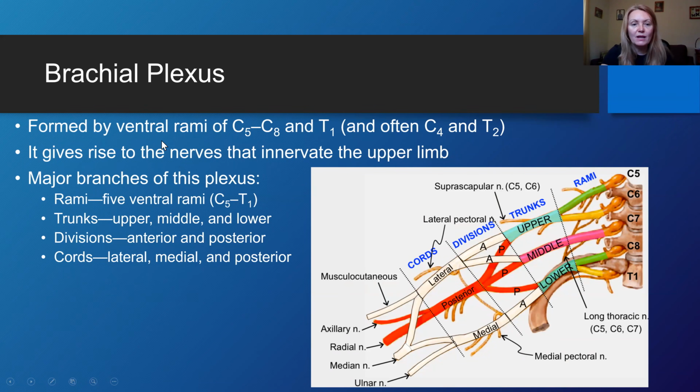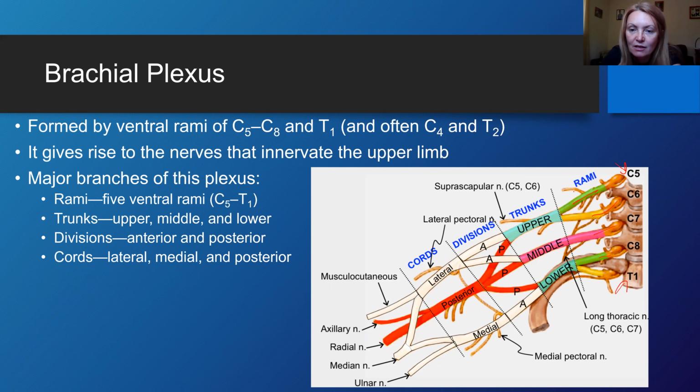Brachial plexus is formed by ventral rami C5 to C8 and T1, sometimes even C4 and T2. It gives rise to the nerves that innervate the upper limb. This is the one that has a really complex structure, so let's look at the diagram. Here's our C5, here's T1, and then we have our rami. Those are our ventral rami, right here, here, here, here, and here.